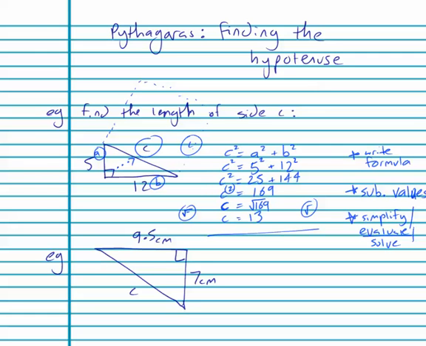Next question. What do we have to find? The hypotenuse. Label the other sides, write our formula. Substitute our values. And at this point, you don't actually need to work out what 7 squared and 9.5 squared are separately and write them in.